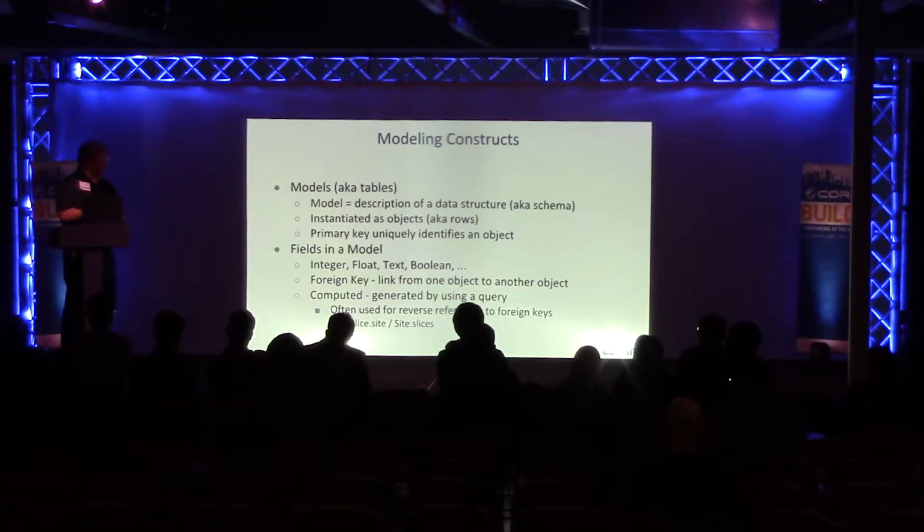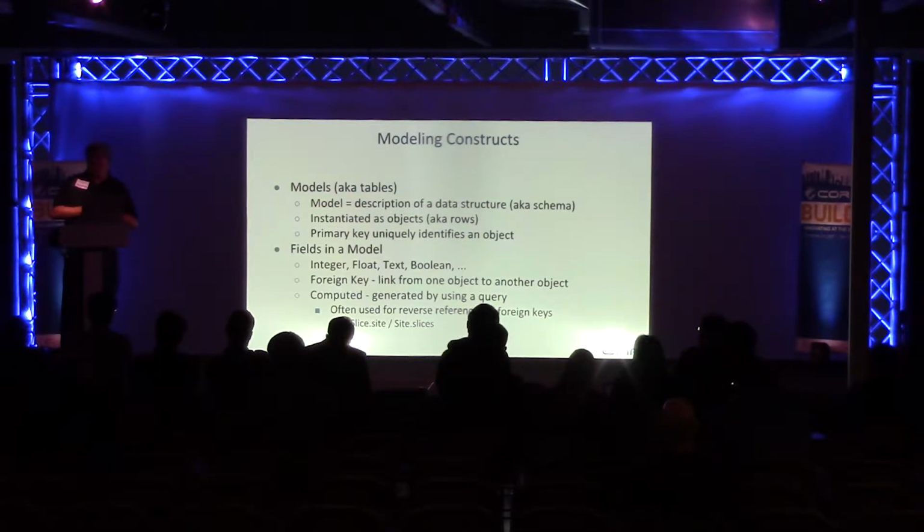And these translate directly into database concepts. So models are database tables, objects are rows in tables, etc. Models have various fields. There's simple fields: integers, floating point values, text strings, booleans. There's also this foreign key, and that is how we do relations.